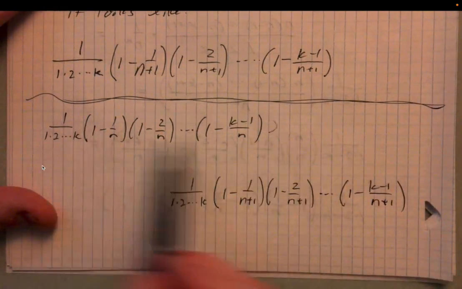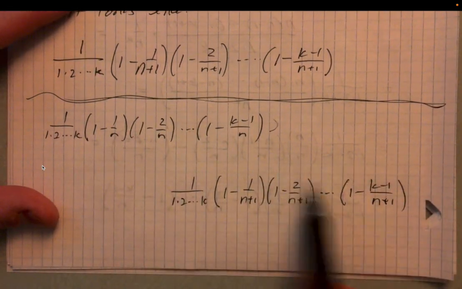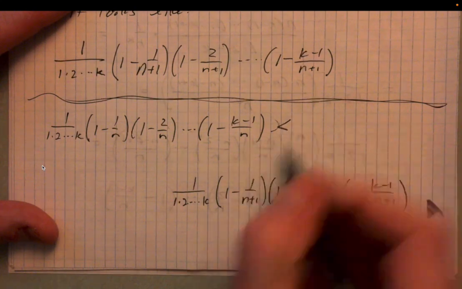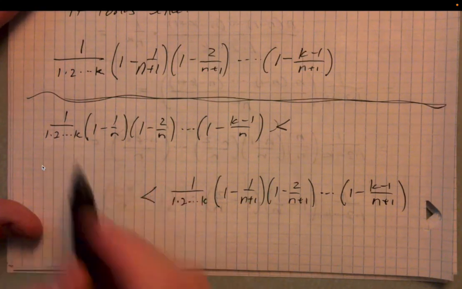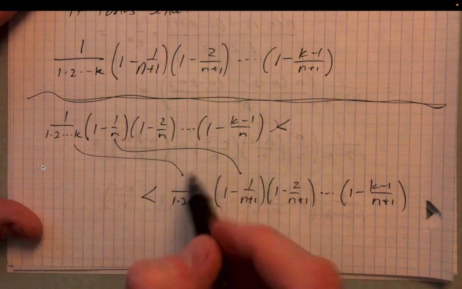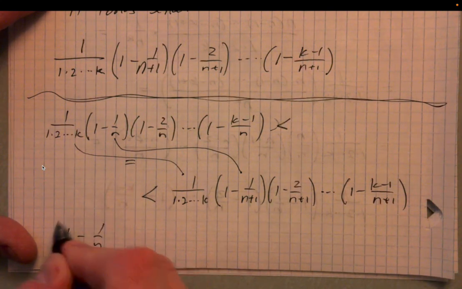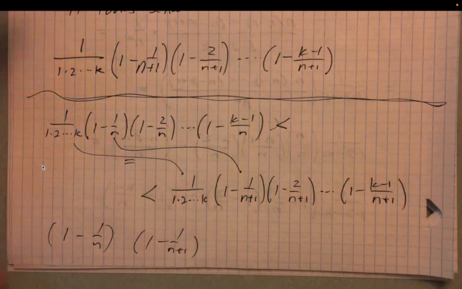Well, this is the k plus first term of t sub n. This is the k plus first term of t sub n plus 1. Well, it turns out that this is going to be less than this. Okay. Now you may say, how do I know that that's less? Well, these two are equal. What about these two? What happens here? How does 1 minus 1 over n compare to 1 minus 1 over n plus 1?